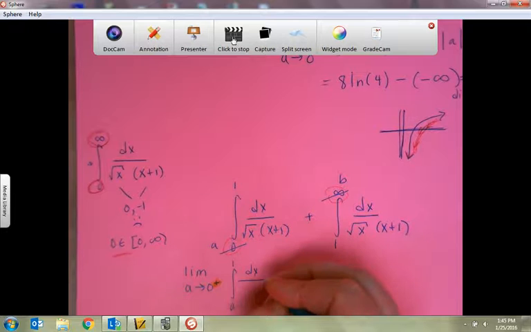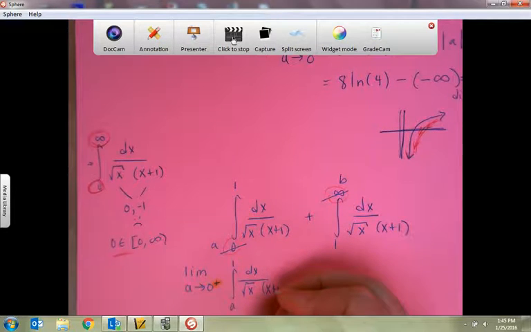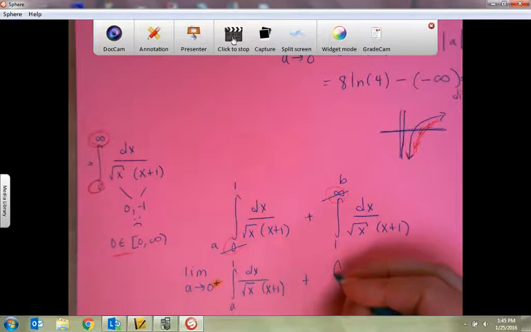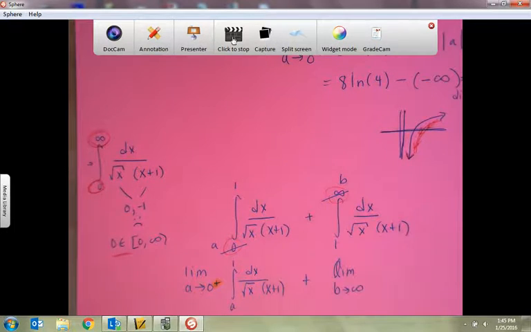Okay, so that's how we're going to set it up, and now we need to do this problem and this problem separately. Think of it as two problems. If you just want to know the answer and check on your own, it's going to be pi for your overall answer.